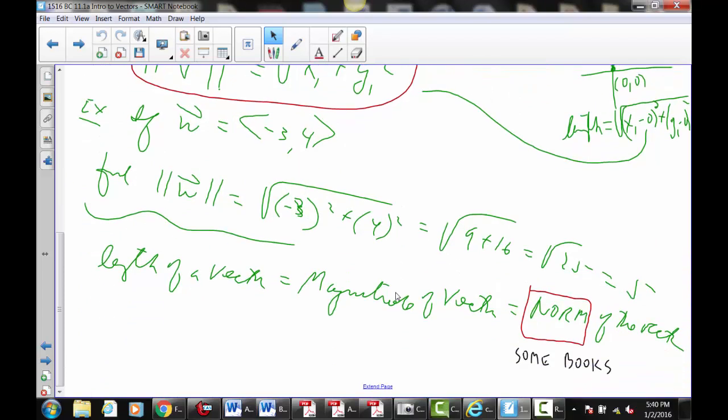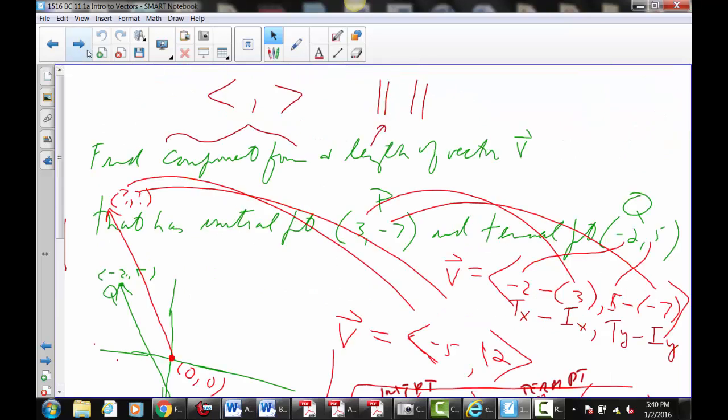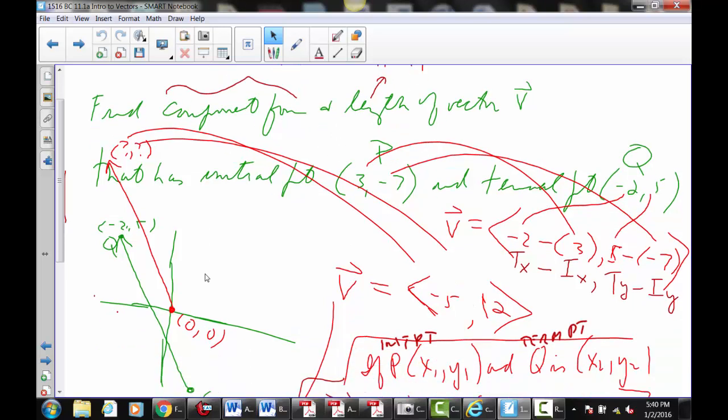The interesting thing about the length of a vector, which is the magnitude of a vector, and other books call it the norm of a vector, is you don't get a vector as an answer. You get a real number which represents the length of the vector. Okay, now some of the questions will give you an initial point and a terminal point, and they'll ask you for the component form of that vector and the length of the vector.